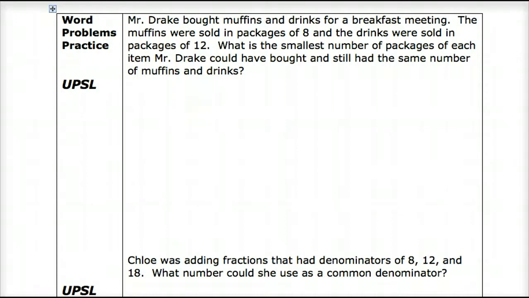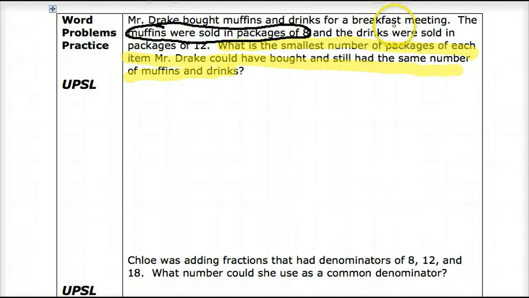So we know that the first thing we need to do is find what the problem wants us to solve for. So we see that the question here is, what is the smallest number of packages of each item that Mr. Drake could have bought and still have the same number of muffins and drinks? So we need to find our keywords here. We realize that the muffins are sold in packages of 8, and that the drinks are sold in packages of 12. And they're wanting to know the smallest number of packages that Mr. Drake could have bought and still have the same number of muffins and drinks. So we know that by that word smallest that we are solving for the LCM.